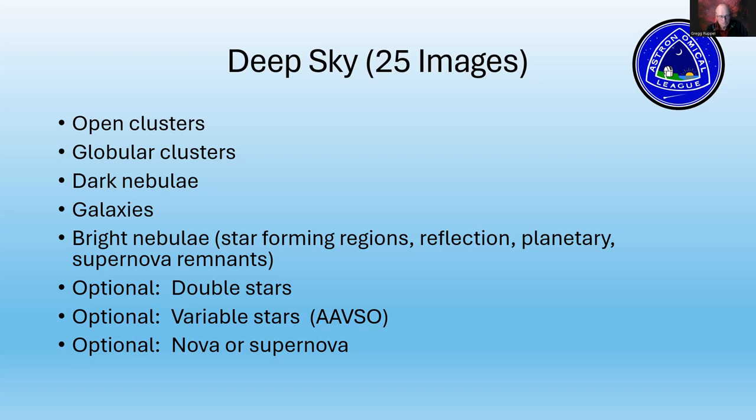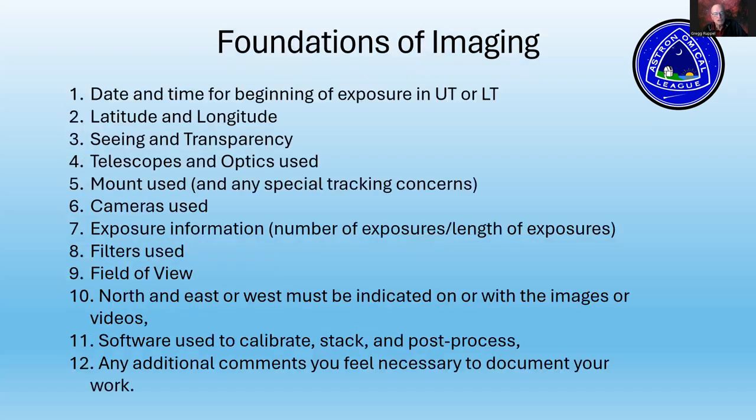And then again, just like with the solar system objects, there are various different optional things that you can image or may have imaged in the past that you can submit in lieu of some of the requirements. So that makes the entire program very flexible and allows you to meet the requirements for the 50+ images pretty easily. So what you have to report for each of these images in some fashion are the things that you see listed here.